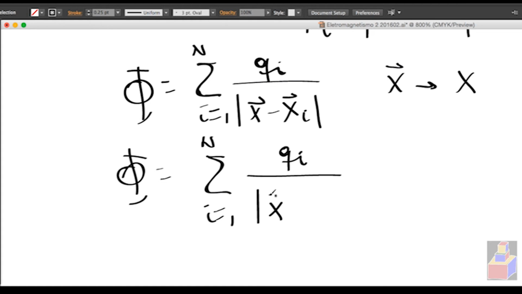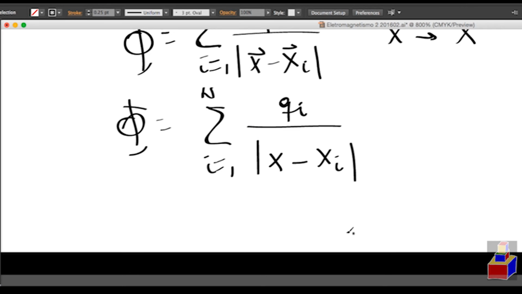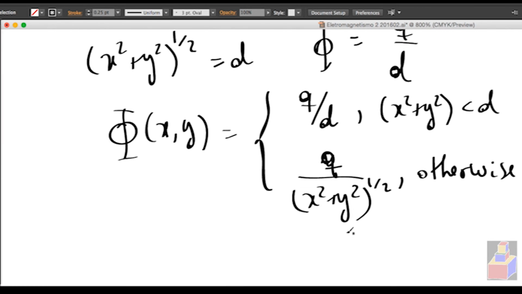And so we have a generalized expression for the potential for a set of any number of charges. Okay? But what do we do regarding the singularities that might happen? How do we implement an algorithm to avoid singularities?